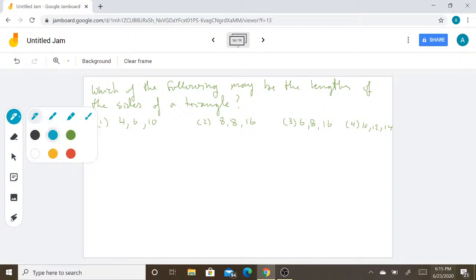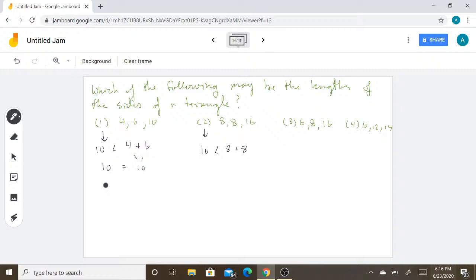So what that means is, for this particular combination, we have to see if 10 is less than the sum of the other sides, 4 plus 6. And that's incorrect because 4 plus 6 equals 10, and that means 10 is not less than the sum of both sides. For this combination, 16 is less than 8 plus 8. That's also incorrect because 8 plus 8 is 16.